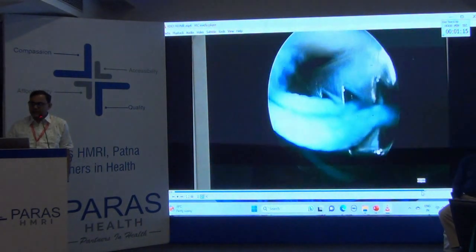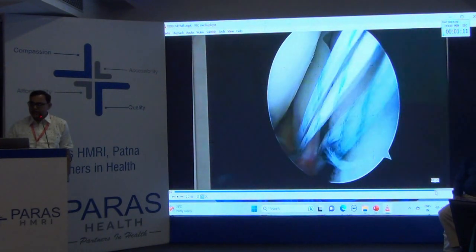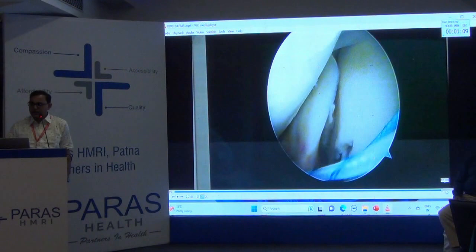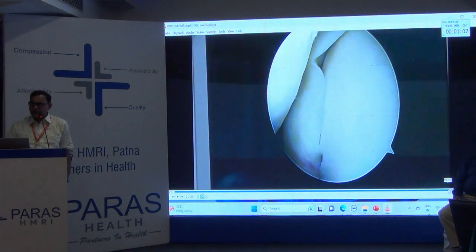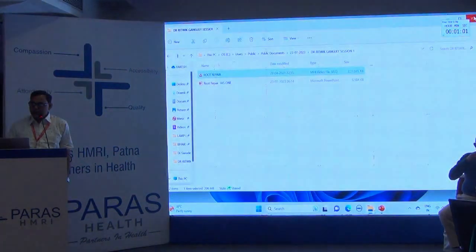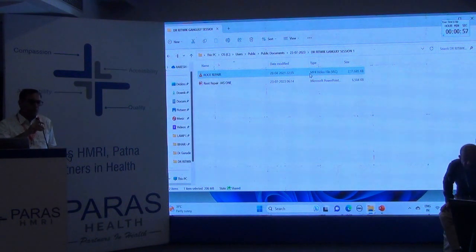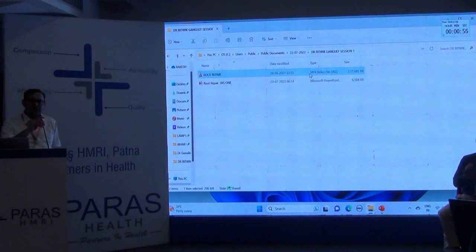Then after that the suture setting is done, and the root is repaired. So this is all about root repair. Probe all the roots whenever you are entering the joint, whether it is the lateral root or the medial root, so that it should not be missed.